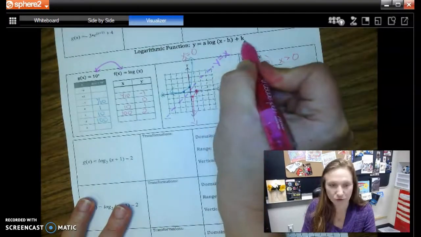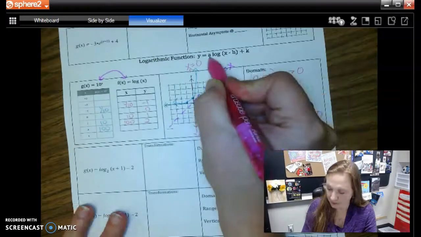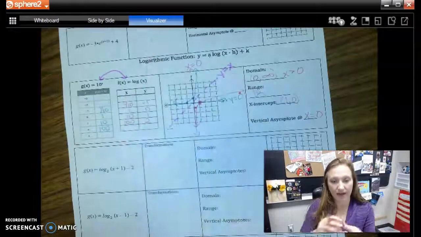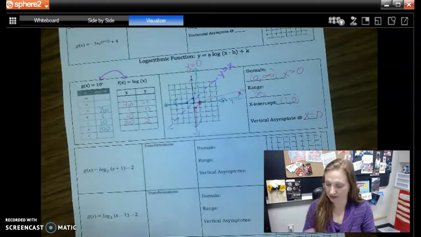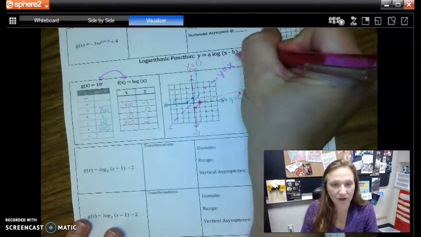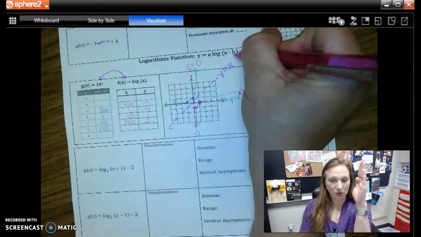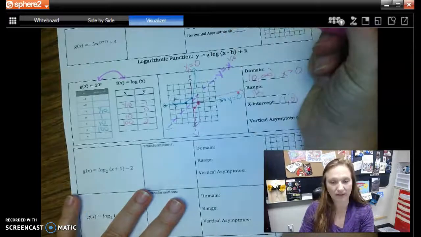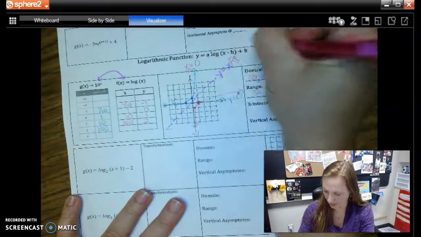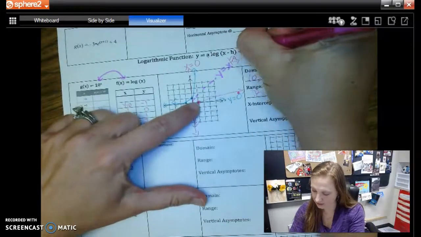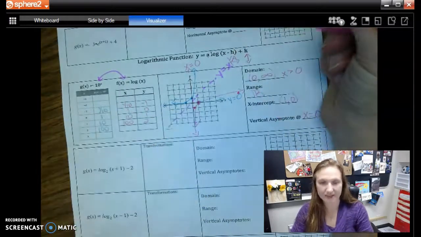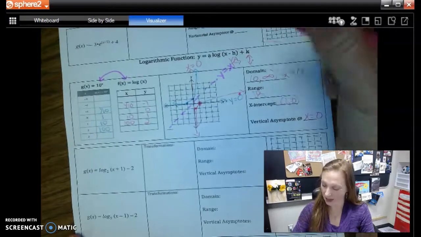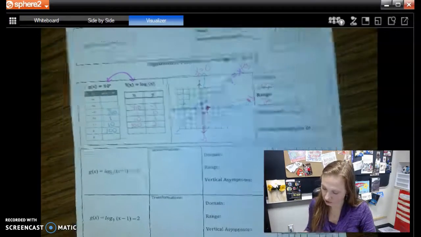If we look at our transformations here that we've done all year, A does the same thing as always. It reflects across the x-axis. It can vertically stretch or compress. H is going to be very important for the log because, as always, it shifts left and right, but that is going to shift our vertical asymptote left and right. And the K is going to shift this key point up and down. So we're going to practice today doing some transformations of our logs and finding these features.